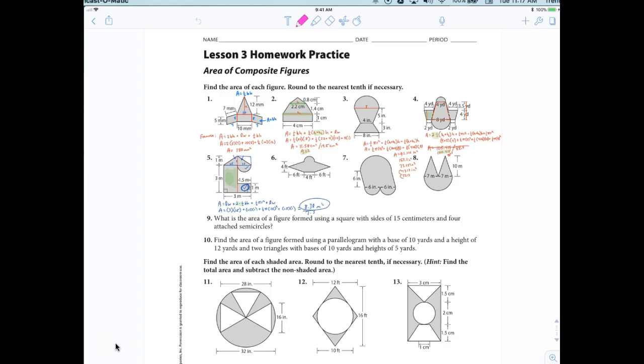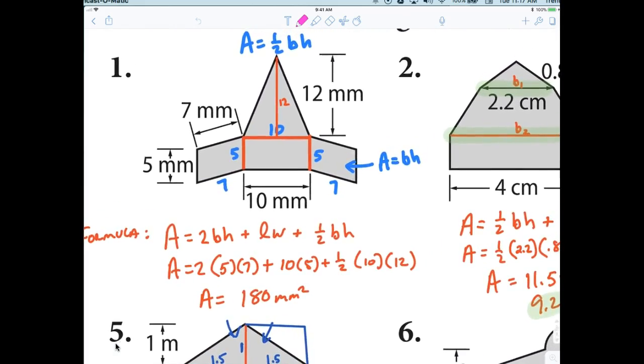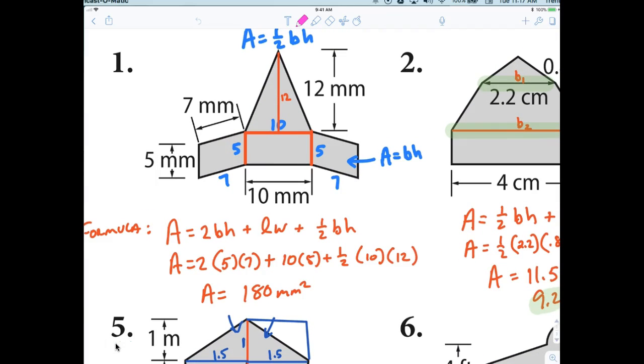So number 1, everybody, look up. Who got 180 millimeters squared? You got 180 millimeters squared. You can pat yourself on the back. You are amazing. Wait, 1 second. I got one. Same here. Yes, I got 180.